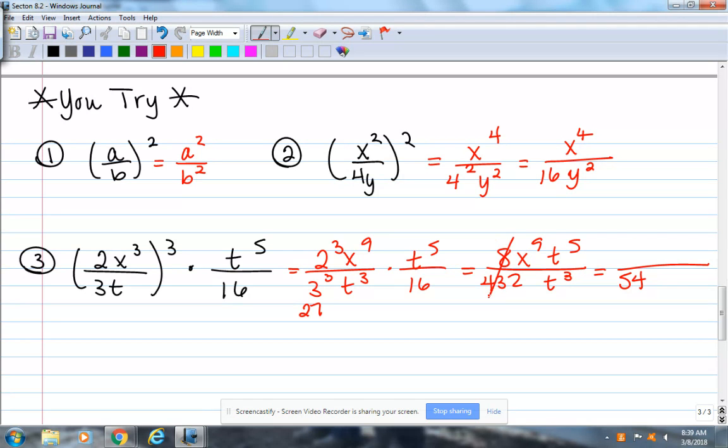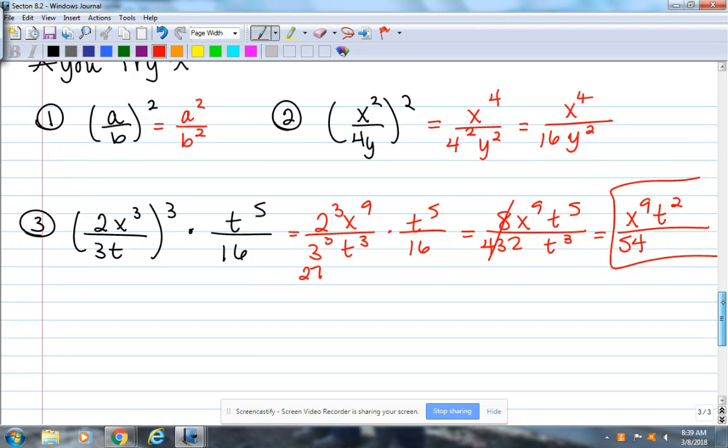So those are canceled because that's 1 over 54. X to the 9th stays on top, and then t squared on top. So I'm getting x to the 9th, t squared over 54. Did y'all get that? Yes, ma'am. You can put the 1 on top too. Yes. I'll put it there if I have nothing else to go there. Sometimes I do, sometimes I don't. I'm usually not consistent on that.